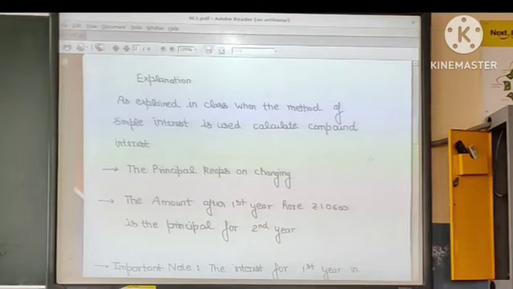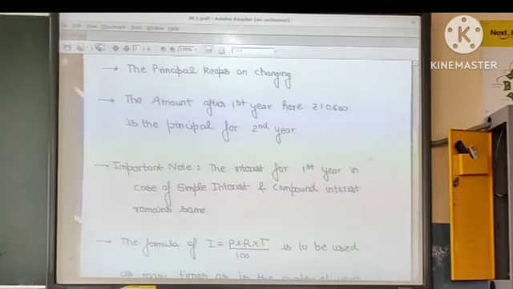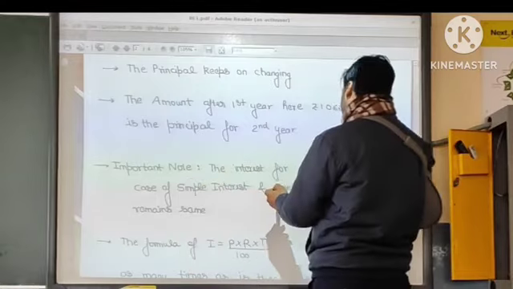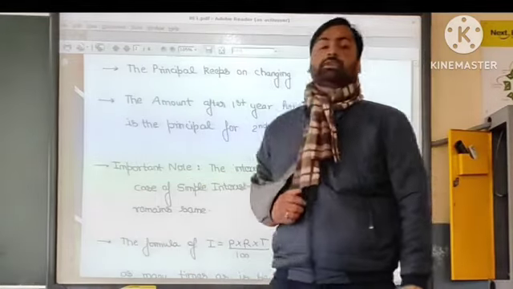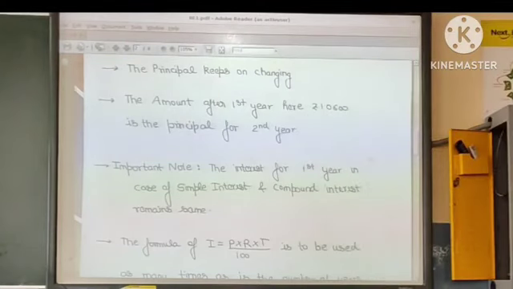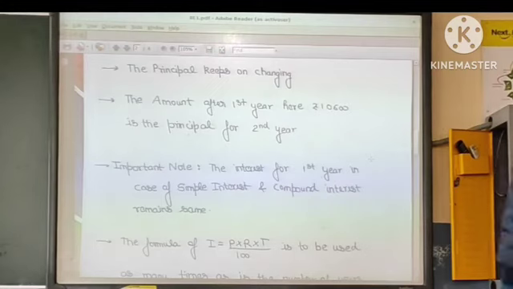So we will calculate 2 times. Next, the rule you see: the interest for the first year in case of simple interest and compound interest remains the same. Had you used the formula for simple interest for calculating simple interest only, then the interest for the first year remains the same. But from the second year onwards, the interest remains the same for simple interest, while for compound interest it changes.